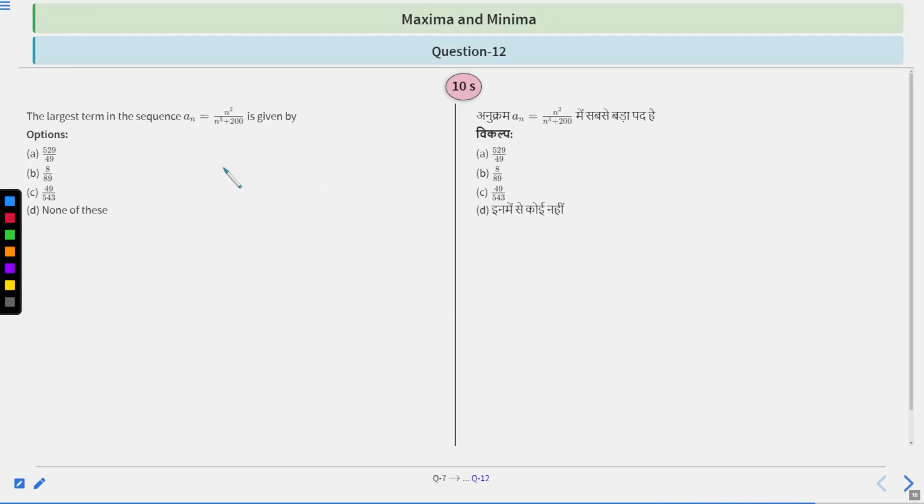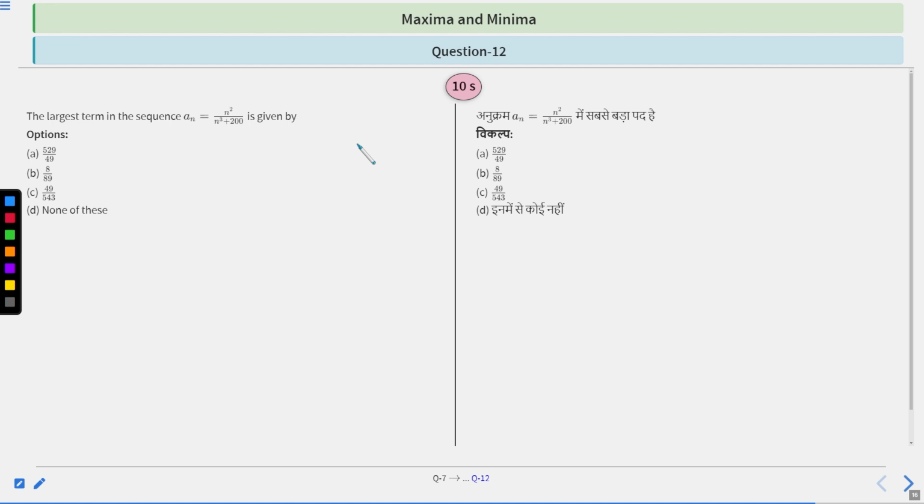Question number 12, which says the largest term in the sequence a_n equal to n square upon n cube plus 200 is given by. We have to find the largest term in the sequence. So the hint of this question is we will find the general a_n term, then we will find a_n dash in terms of n, and we'll see at which point a_n dash is coming out to be 0.